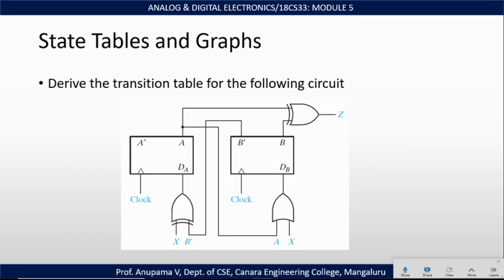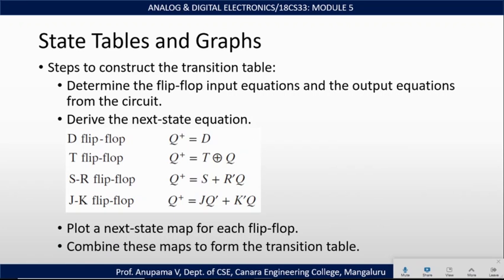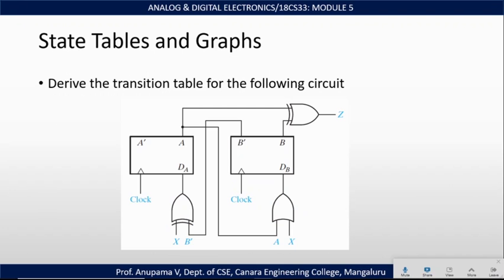So, the question is given: derive the state table for the following circuit. A circuit will be given to you. You have to derive the state table or transition table for the given circuit. What is the first step? First step, you have to determine the flip-flop input equation and output equation from the circuit.